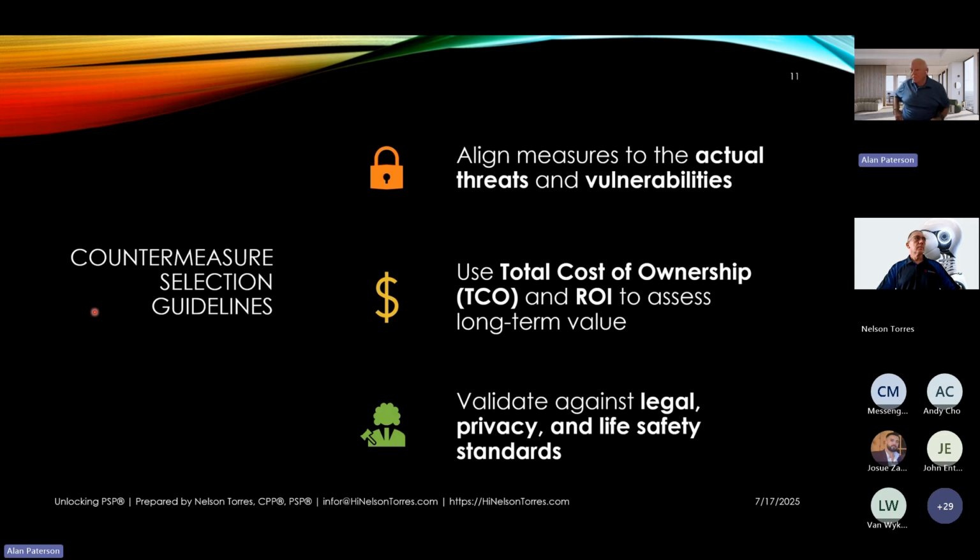A good CBA, cost-benefit analysis, weighs the cost of implementing the countermeasure against the expected loss if no action is taken. TCO, total cost of ownership, and return on investment assess long-term value. TCO would include things like how much the system you're implementing is actually going to cost over its lifetime. Will there be upgrade costs? Will there be replacement parts costs? That sort of thing.